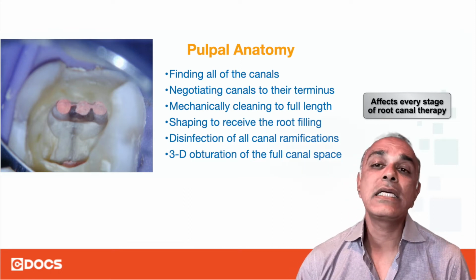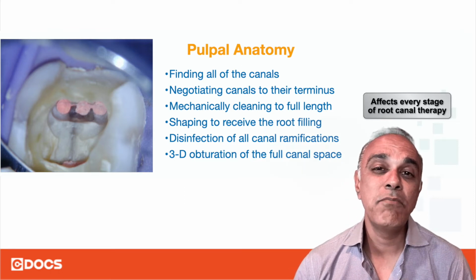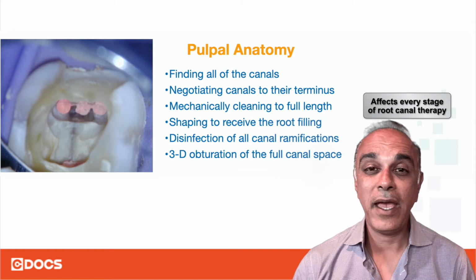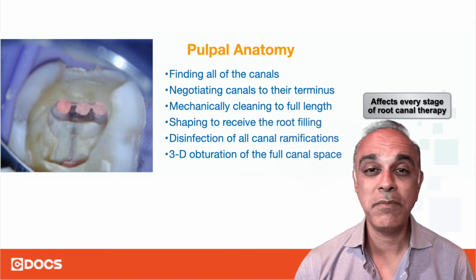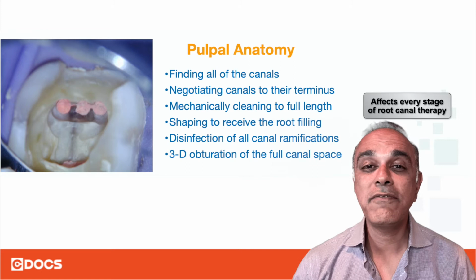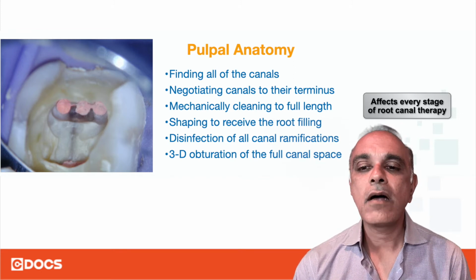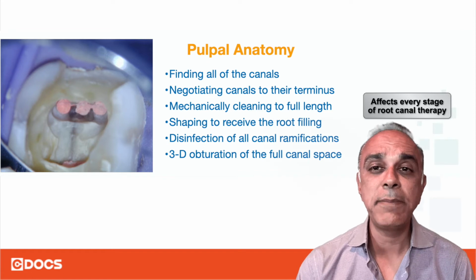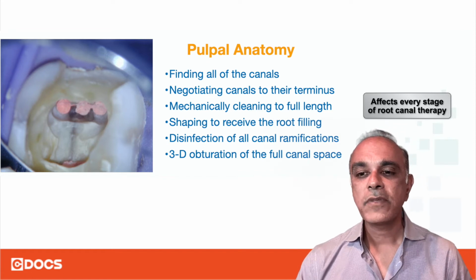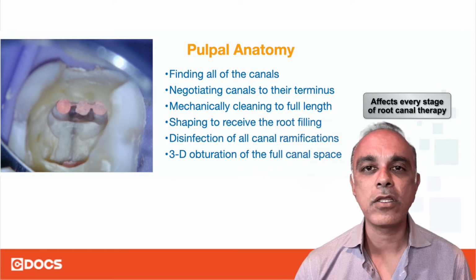Three, mechanically cleaning to the full length of the tooth. That's much easier to determine if you have the sagittal view of the cone beam and even the coronal view. Those really give you great options on knowing where the terminus of the tooth is. That'll allow you to create a shape to receive the root canal filling, and then also disinfect all the ramifications.